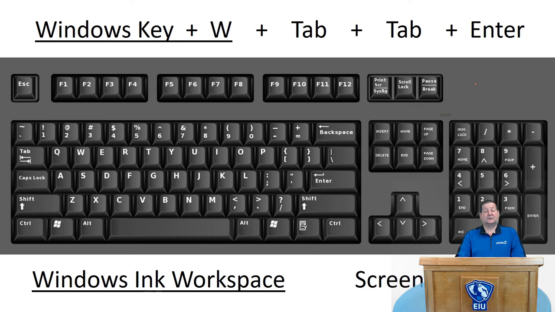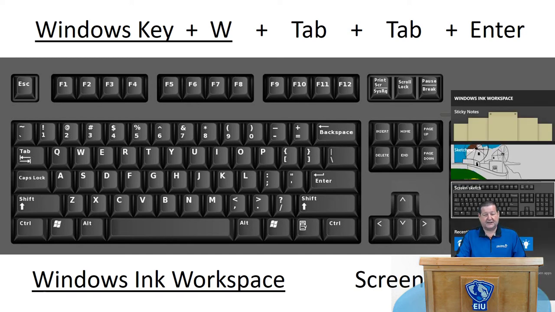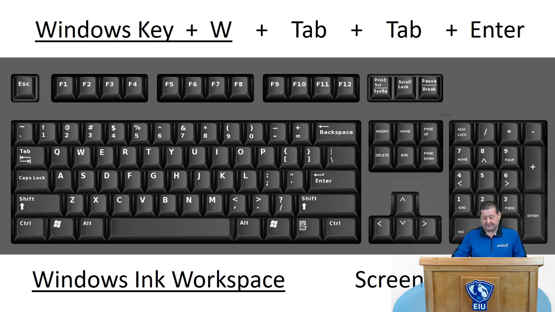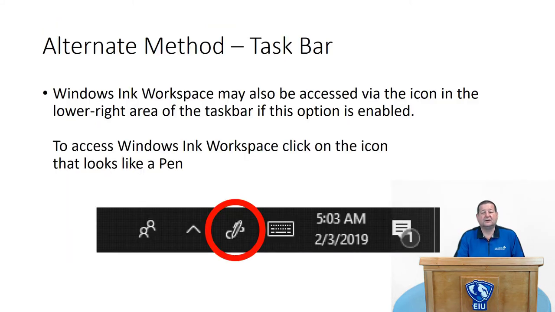So once again, to review, Windows key W, tab, tab, enter, 1, 2, 3, 4, 5. Windows key W, tab, tab, enter, and I'm right there. I can go ahead and annotate whatever it is that I want to do, and then hit escape to get out of that. And then finally, as an alternate method, remember if you see the little pen icon in the taskbar, you can always click on that to get to Windows Ink Workspace, and then select Screen Sketch from there.